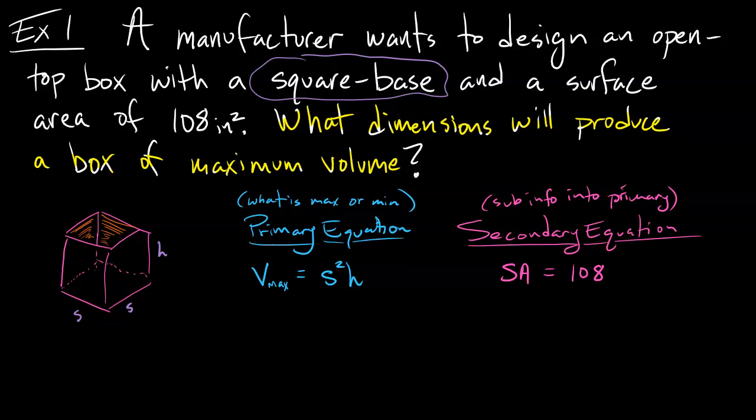Well, surface area is basically some sort of a formula depending on the shape. Well, this box would have 5 sides. You'd have the 4 sides all around it. Those would all be identical size because they're all S by H. So we would have 4SH, and then we have a 5th side on the bottom, which would be S by S.